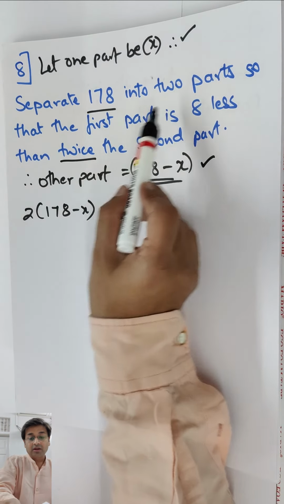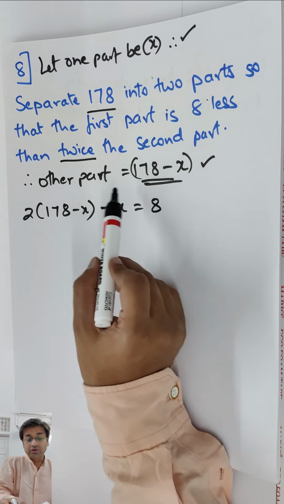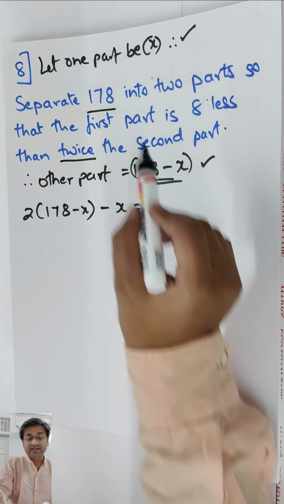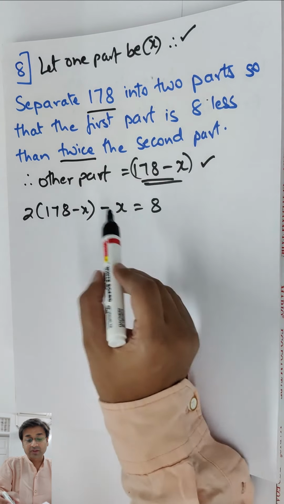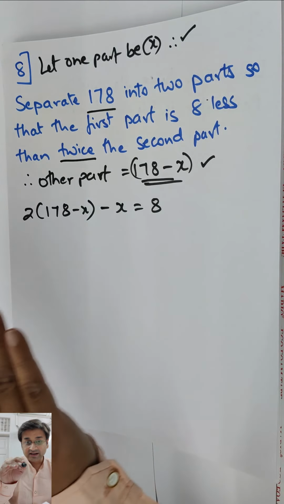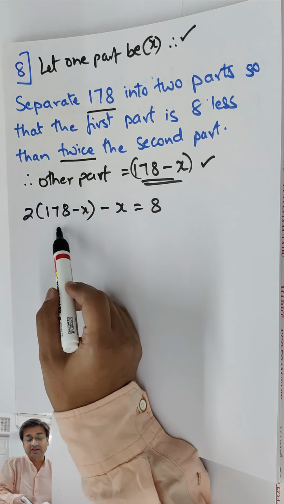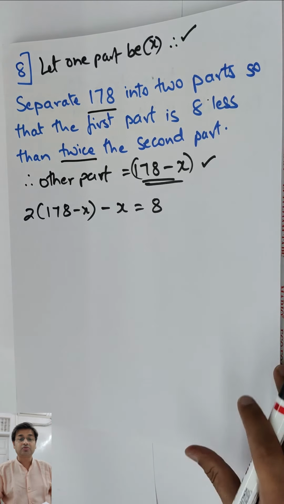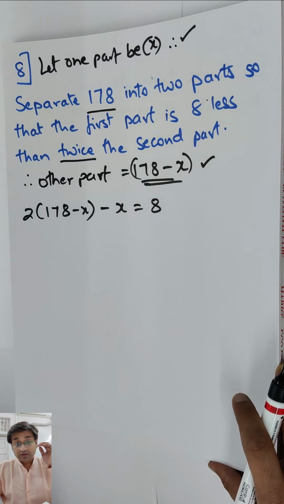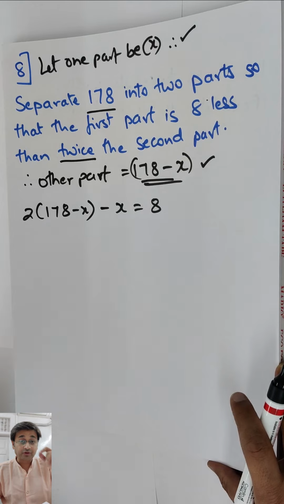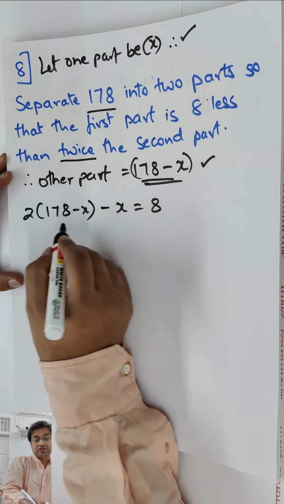Once again, twice the second part is more than the first part by 8. I repeat. Divide this into 2 parts. So we took it as x and 178 minus x. So that the first part is 8 less. Then twice the second part. So when I subtract these 2 parts, what I will get is 8. Got it? Repeat the sum again if you have not followed. It's a very good question. Put a star beside it and then start solving.